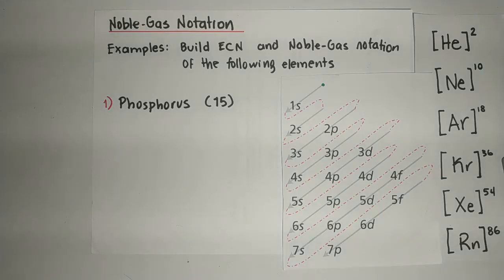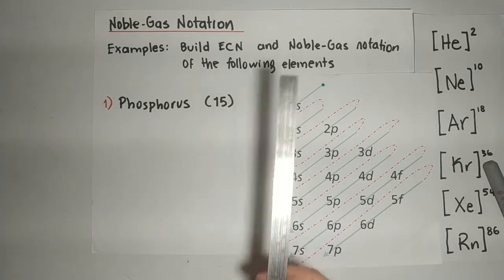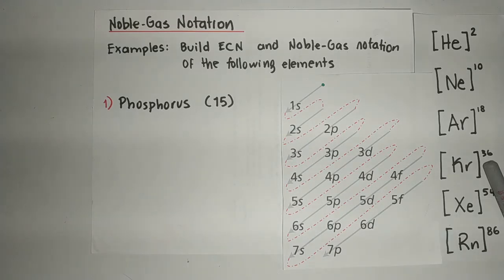Hello guys, this time we're gonna talk about noble gas notation. This is the third method that we're gonna use to express the electron configuration of any element. Now let's start with an example. The instruction is: build the electron configuration notation and the noble gas notation of the following elements. The first one is phosphorus, which is number 15.